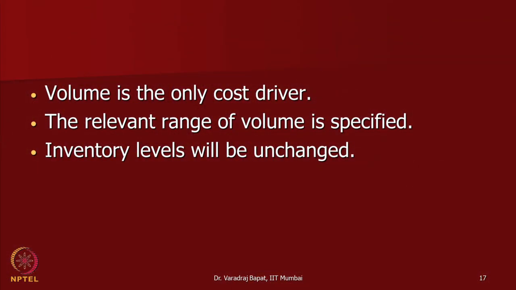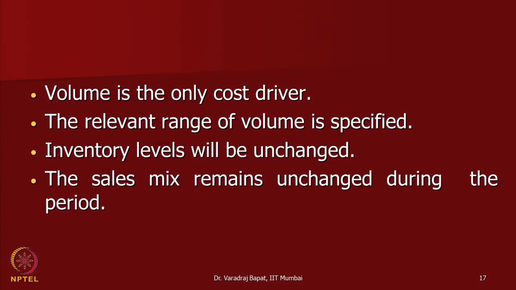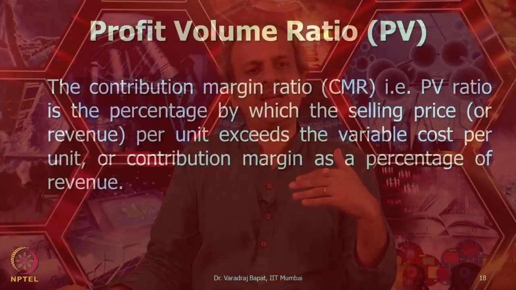The next three assumptions are: volume is the only cost driver, so we do not take into account other cost changes like changes in the price levels or changes in the costs of some raw material, etc. Here we assume that costs change mainly because of volume. The relevant range of volume is specified, so we know that within 0 to 1200 units, let us say, we operate. So in that range our calculations are true. Inventory levels are ignored here, they are assumed to remain unchanged. We also assume that the sales mix does not change in that period, so for a given sales mix, which we calculate this period.